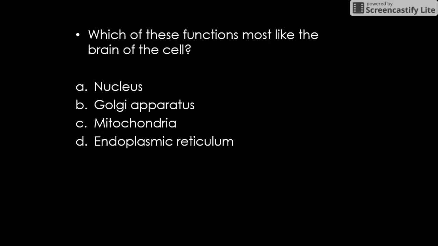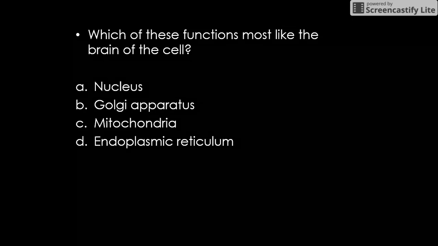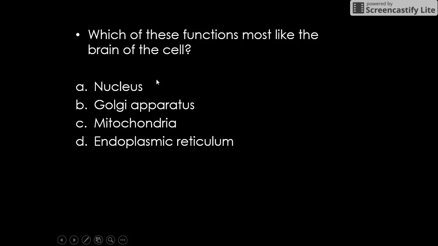Okay, which of these functions is most like the brain of the cell? Our brain of the cell tells the cell everything what to do. That would be our nucleus. Please don't ever get this wrong. You'll make me cry. Nucleus is the brain of the cell.